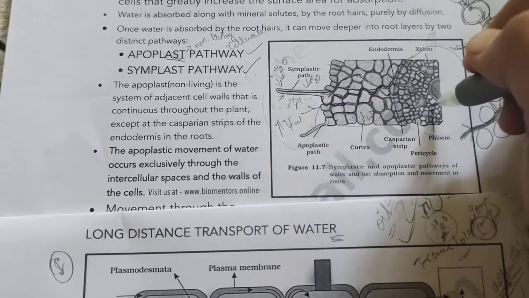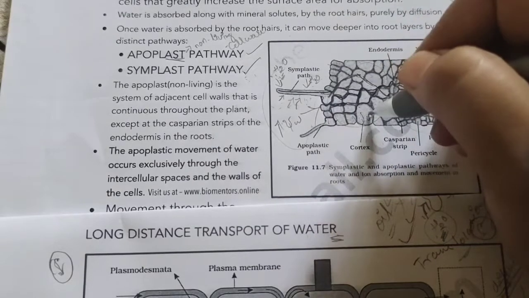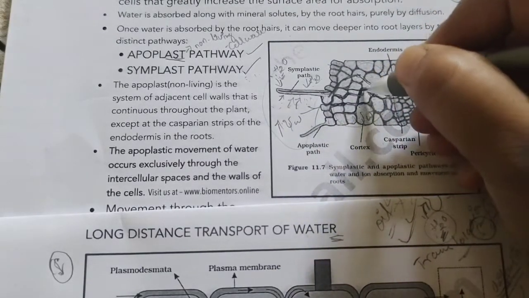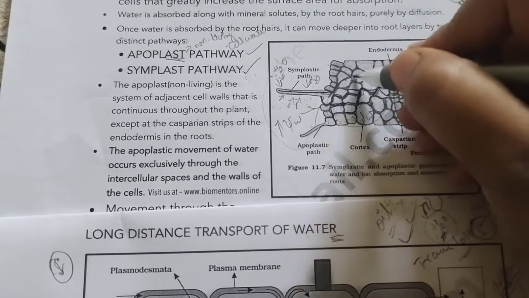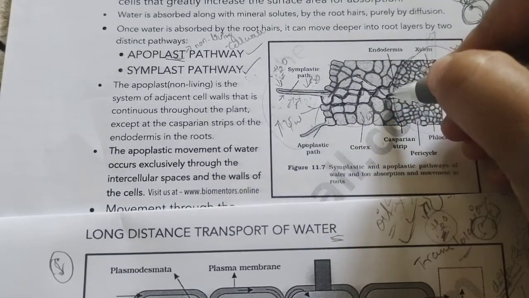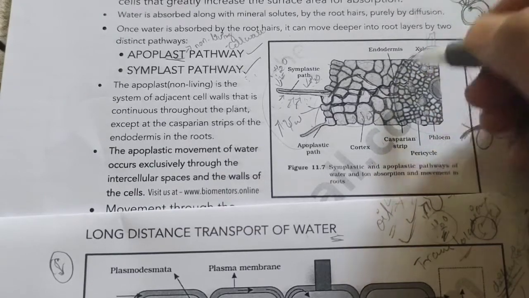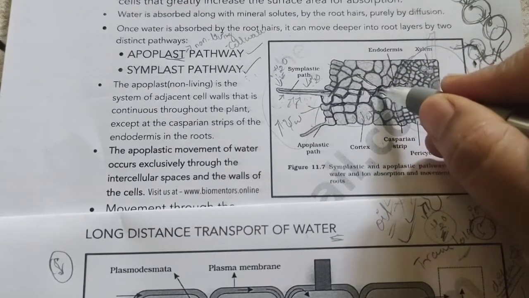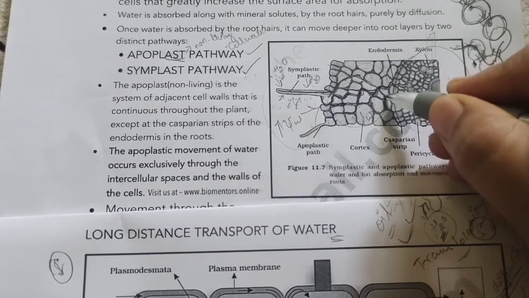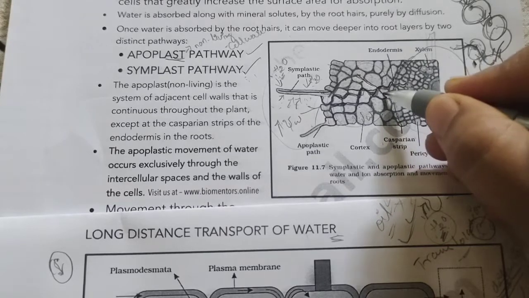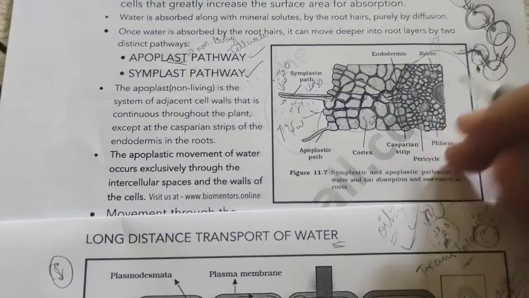will reach the xylem in two different pathways. One is apoplastic movement and the other one is symplastic movement. However, through the symplastic movement, what happens? Now this water which is present in the cortical cell, that is the parenchyma cell, enters into the cytoplasm of the endodermis.